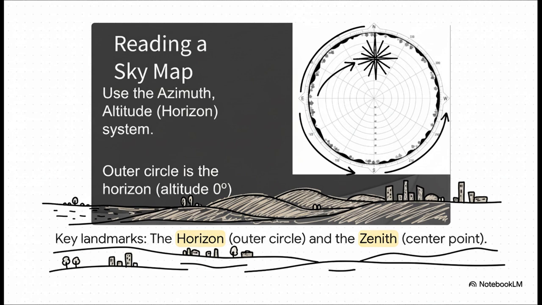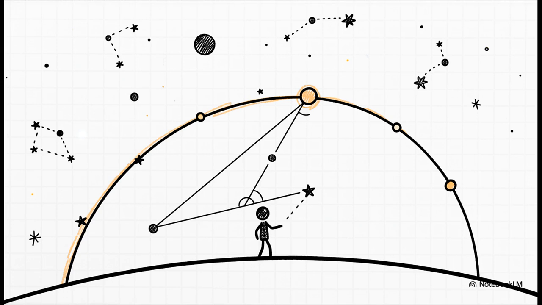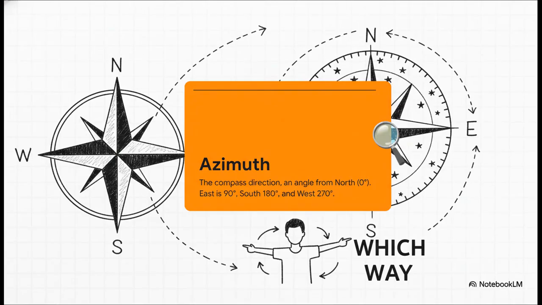Easy enough? So our first coordinate is altitude. All that means is how high up you need to look. It's the angle of something above the horizon. So if something's right on the horizon, its altitude is 0. If it's at the zenith, straight up, its altitude is 90 degrees. And if it's at 45 degrees, yep, you just look halfway up. Simple.